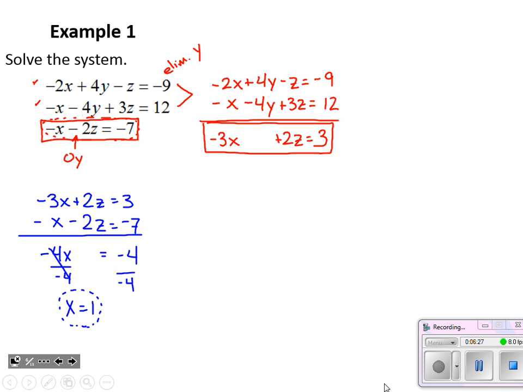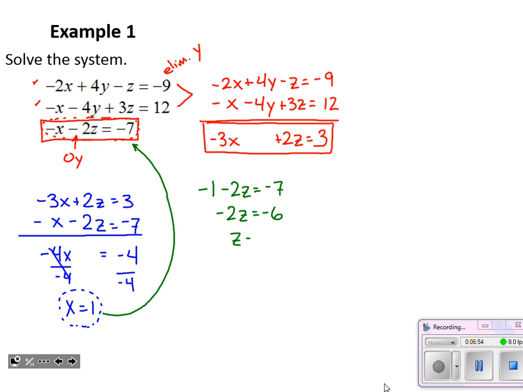Once I've found my first variable, it's just a matter of working our way backwards now and substituting in what we now know. So I know x equals 1. I'm going to go back to one of my two boxed equations from earlier and substitute in that x. This will help me find z. So negative x is negative 1 minus 2z equals negative 7. Let's add 1 to both sides. Divide by negative 2. I find that z equals 3.